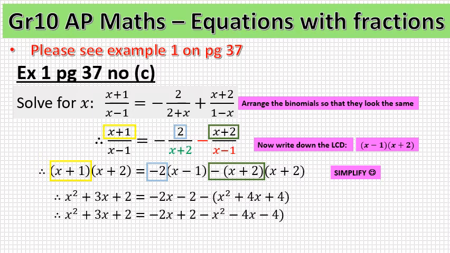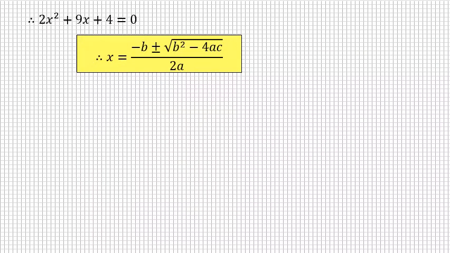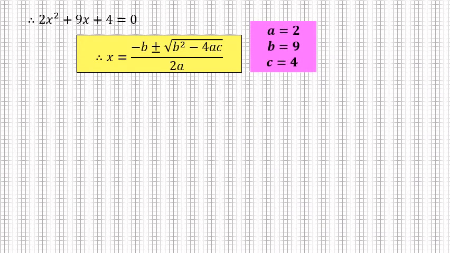Right, now we can bring everything over to one side of the equal sign in order to get a trinomial. Typical of AP Maths grade 10, you probably won't be able to factorize this trinomial. So we use our beautiful little magic quadratic formula. Yay! We can see from this standard format of the trinomial, our A value is 2, our B value is 9, and our C value is 4.